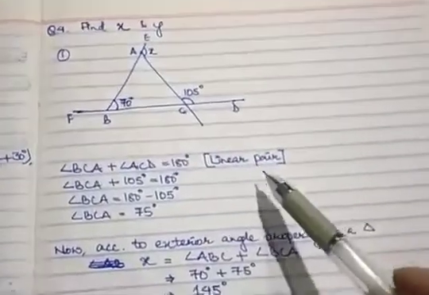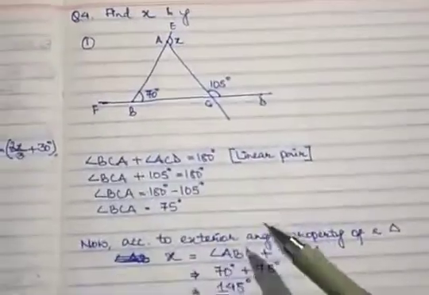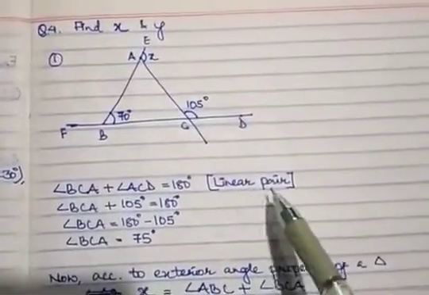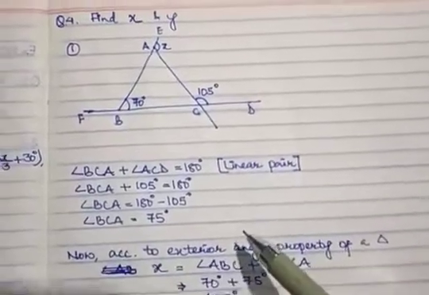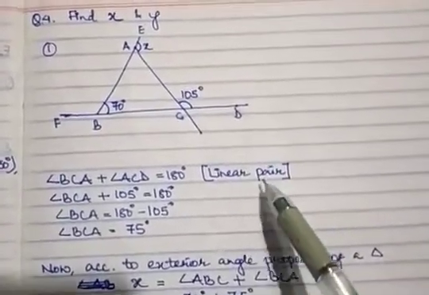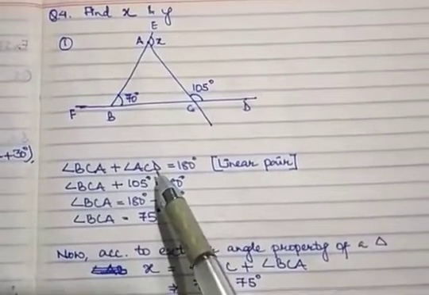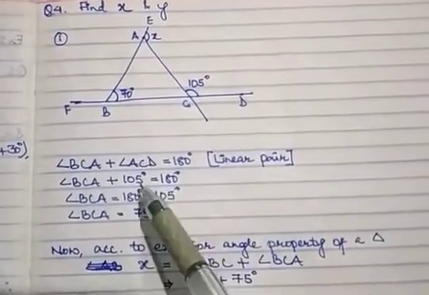The reason is linear pair. And in the geometry section, remember that writing the reason is also very important. So that is what I have written, linear pair. And what do I know? I know that angle ACD is equal to 105 degrees. So I have substituted 105 degrees out here.